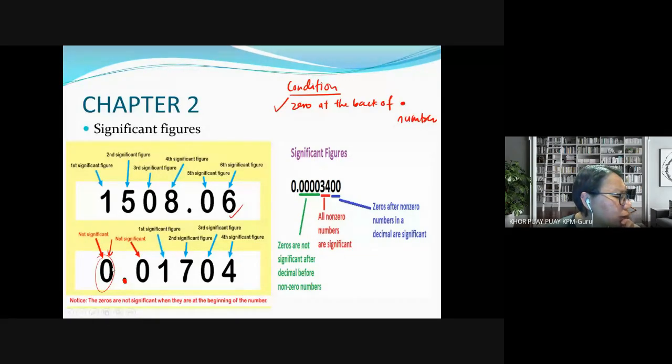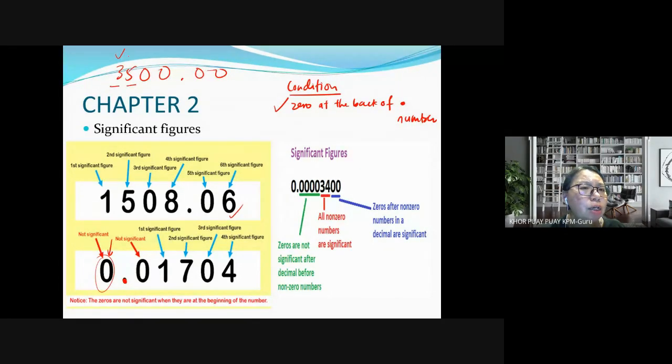Okay, good question there. If they didn't ask you to round off, they only ask you to count. So Chia asked me 3500.0 is counted as how many significant figures? We will count 2 significant figures. The 00, you see, 3500.00. Now, 35 is counted.